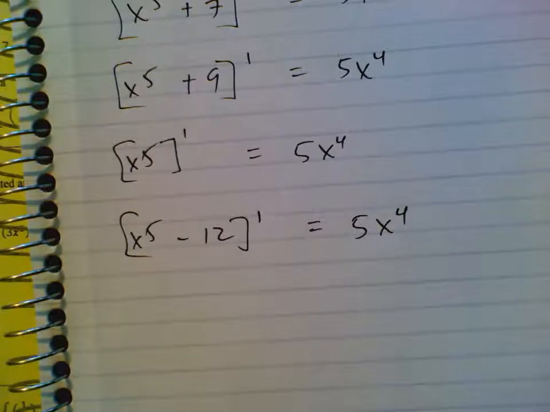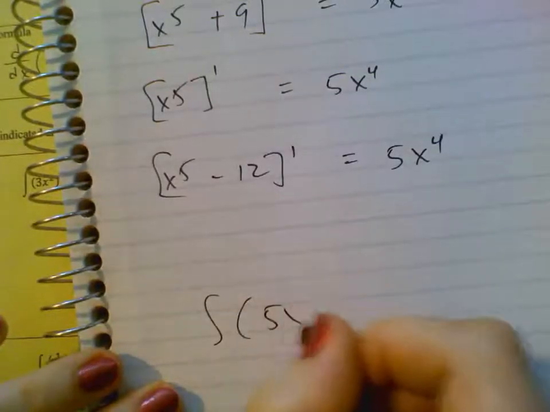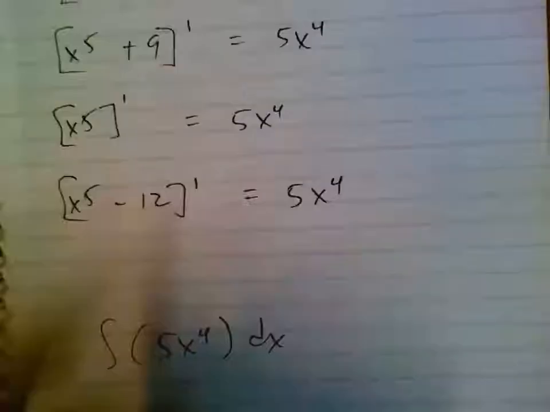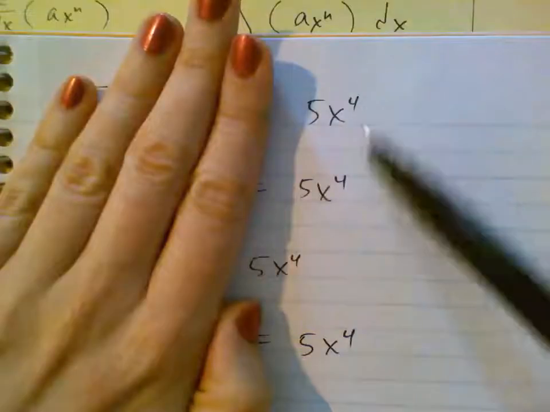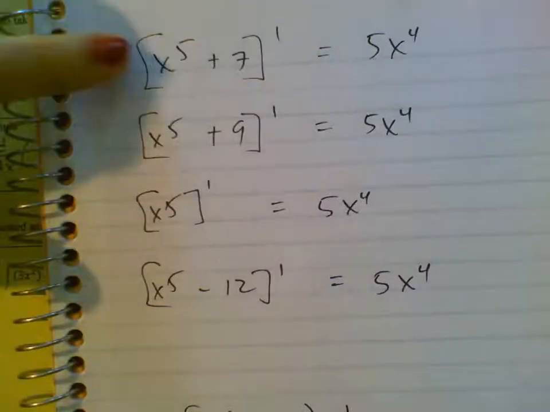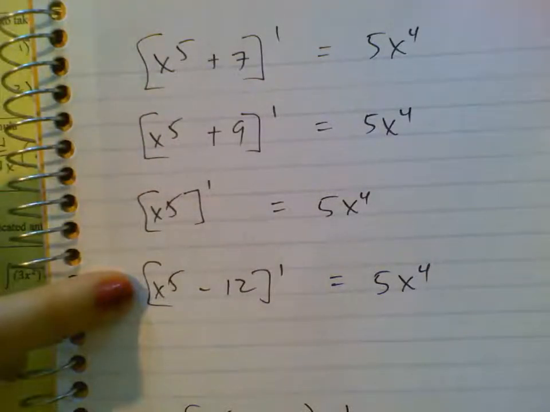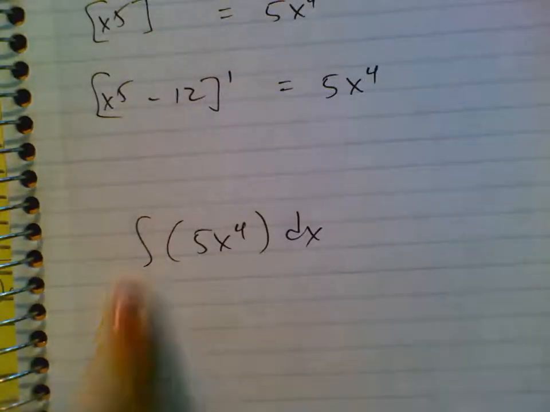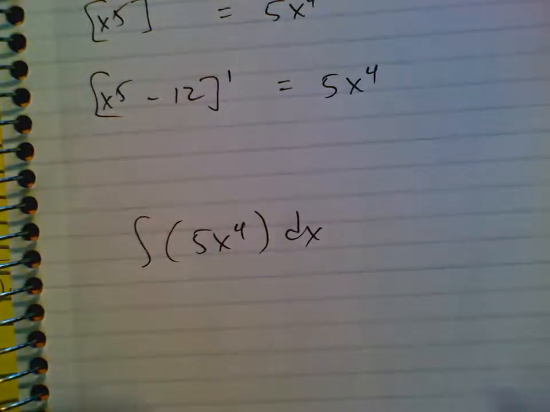So here's the thing, guys. If you want to do the antiderivative of 5x to the 4th, so that means going backwards, there are actually infinitely many functions whose derivatives are 5x to the fourth. So when you're doing the antiderivative, the answer is actually a whole family of functions.